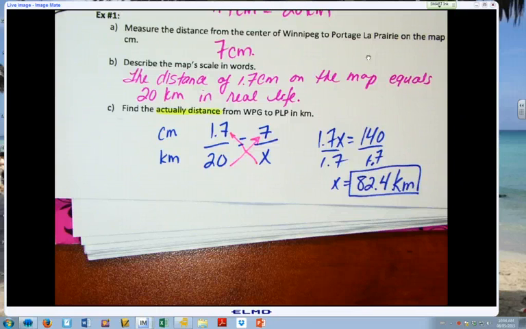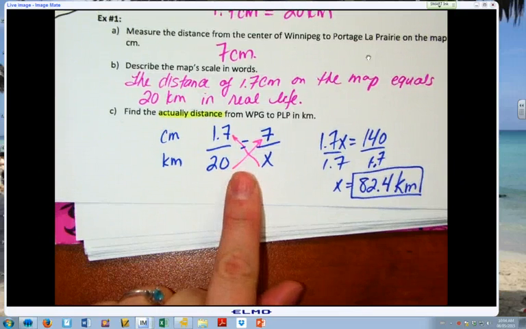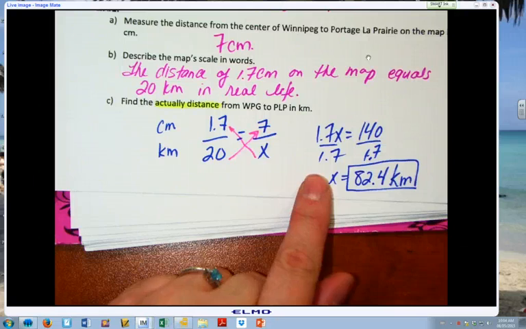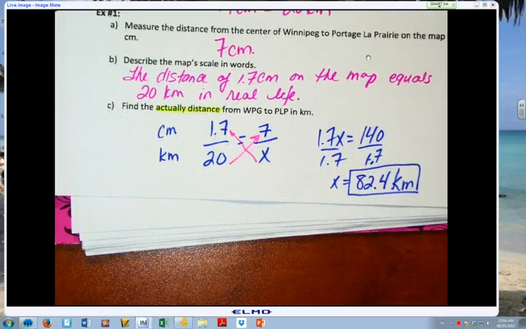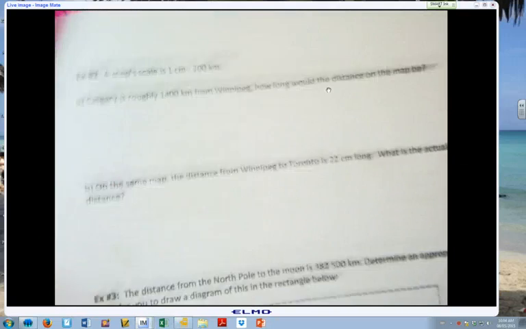The questions are all going to work this way. You're going to set up your two fractions. You're going to cross multiply. You're going to divide. Every single question will be exactly the same. For today. Yes, Mr. Tacky?